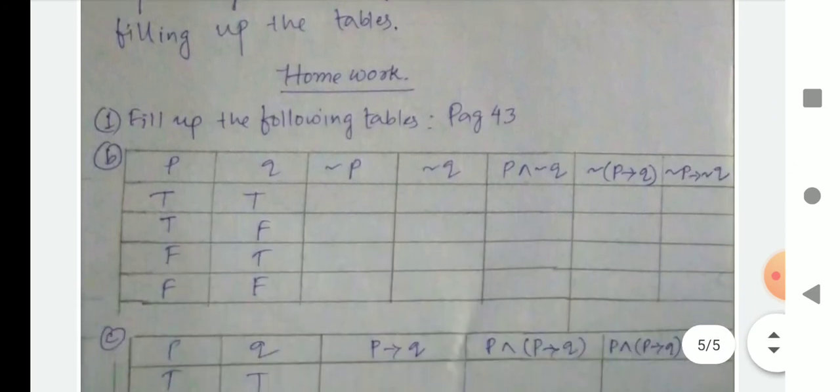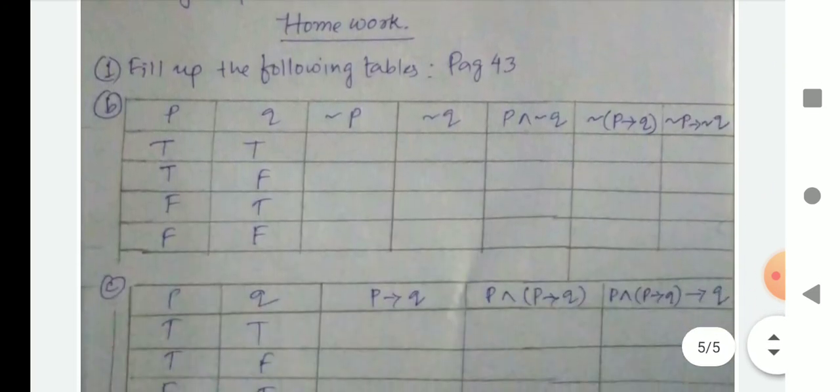I am giving you some homework here, and I think you all will do your homework and submit it at the earliest, and others are also asked to practice them. I am giving you some tips so that you can do it sooner. In question B, you see P and Q are given. We have to fill up this whole table. For the first columns, you can write negation P and negation Q. After that, for P conjunction negation Q, you take the columns of P and negation Q and use the table of conjunction.